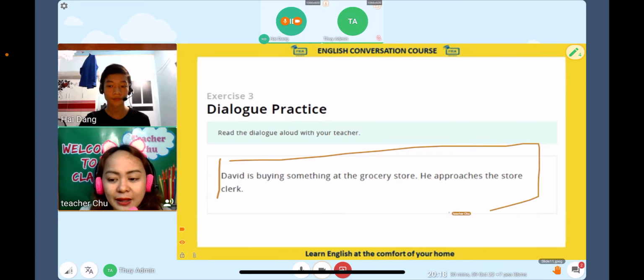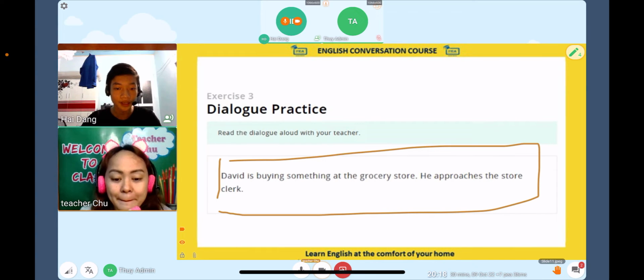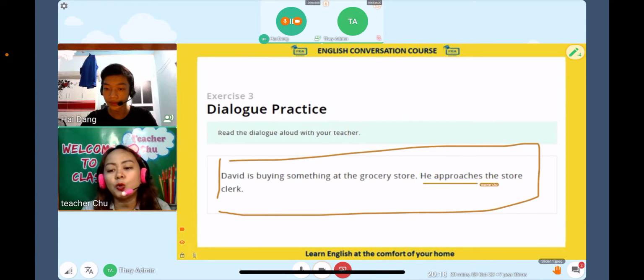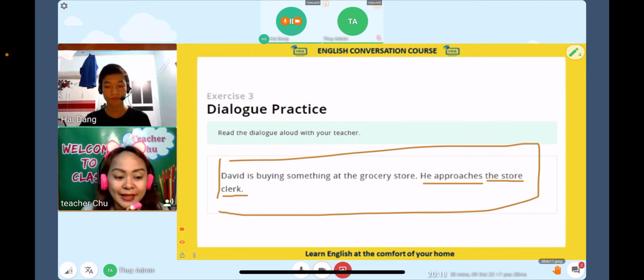Read the dialogue, Đăng. David is buying something at the grocery store. He approaches the store clerk. Okay. David is buying something at the grocery store. He approaches the store clerk. Okay. Let's read.